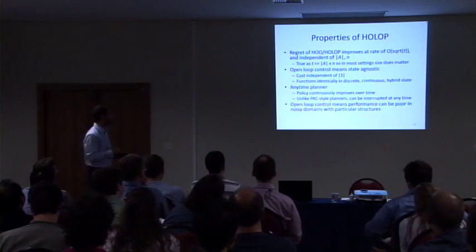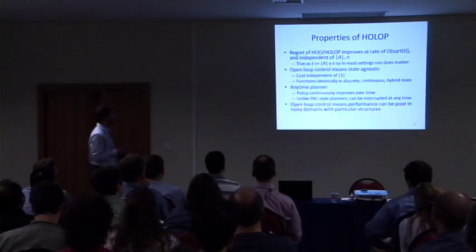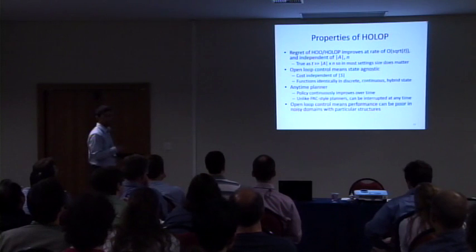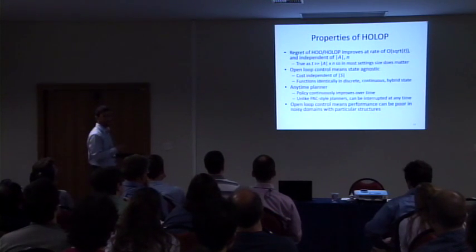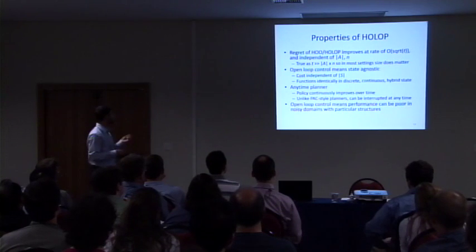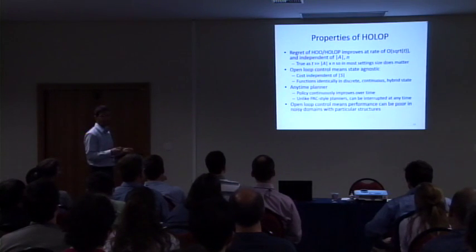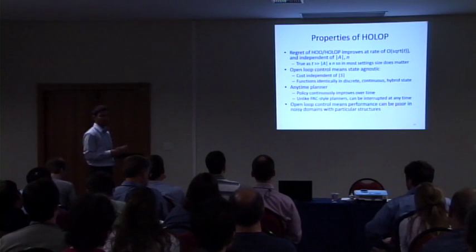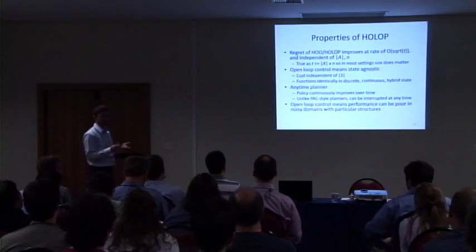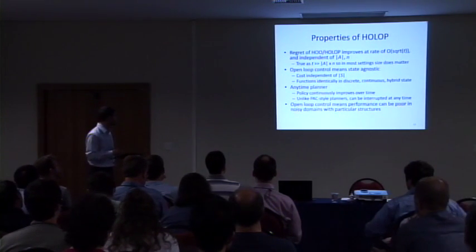So what are the properties of the algorithm? Like HOO, HOOT improves at a rate of O of 1 over square root of t. This is independent of the action dimension and the depth that we're planning to. But this is only true as the number of queries that we're using becomes very, very large, so in most settings, those values do actually matter. On the other hand, because we're doing open loop control, the algorithm is truly agnostic to state. The size of the state dimension and whether it's discrete, continuous, or hybrid doesn't matter at all.